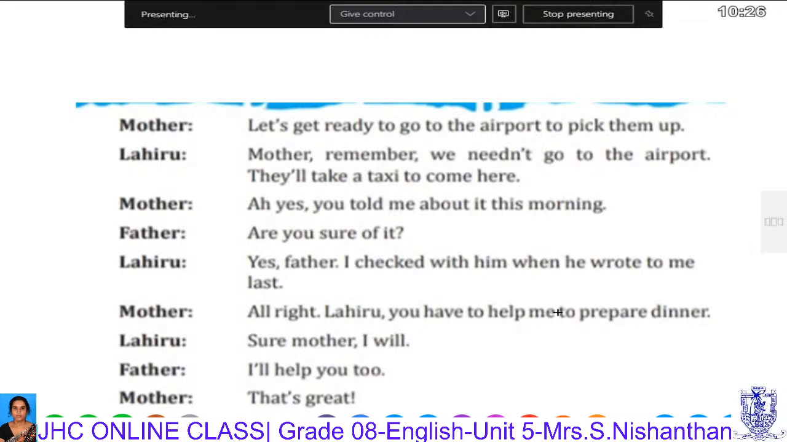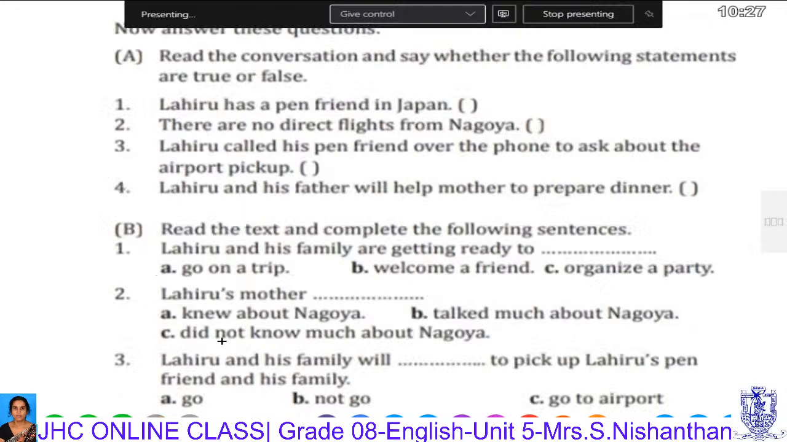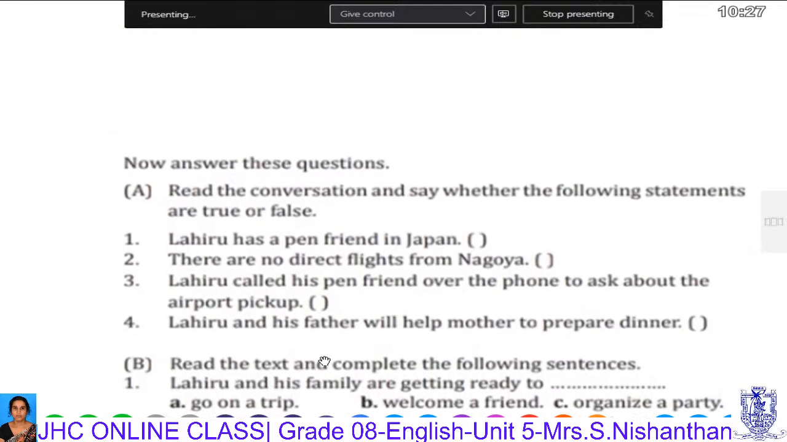All right, Lahiru, you have to help me to prepare dinner. Sure, mother, I will. I'll help you too. That's great. This is a simple conversation between Lahiru and his parents regarding the arrival of Kenta Akimoto, Lahiru's pen friend who is visiting from Japan. They will arrive in Sri Lanka and reach their home by taxi. Now you can answer these questions in your textbook.